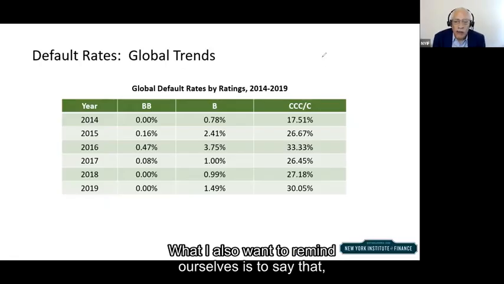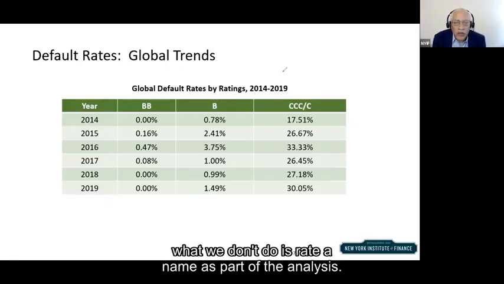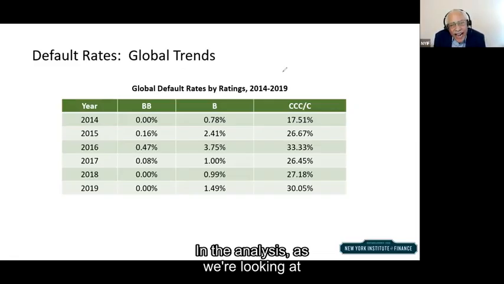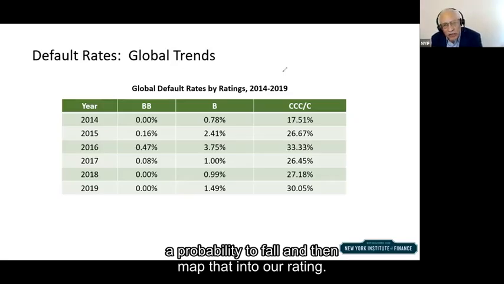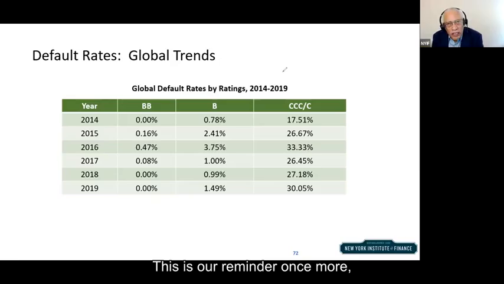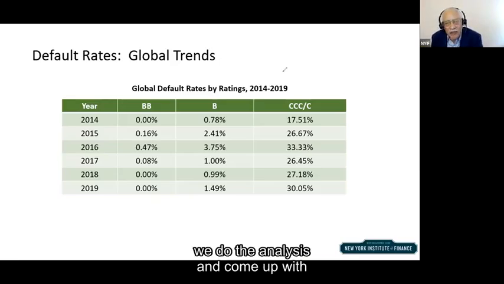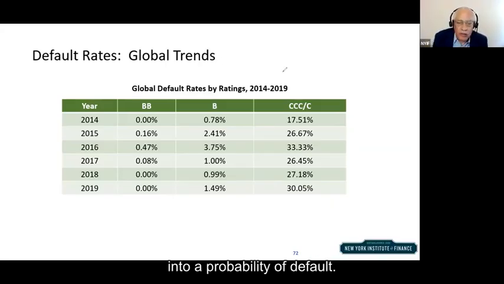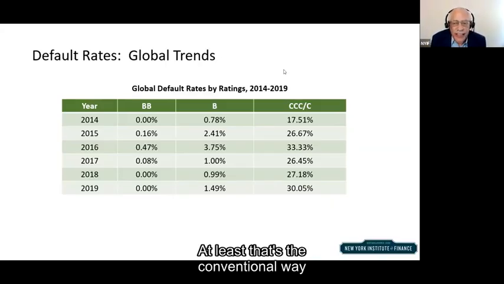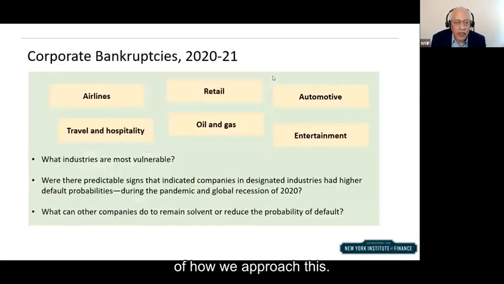What I also want to remind ourselves is that what we don't do, in the analysis, as we're looking at earnings and cash flow and balance sheets, working capital and capital structure and debt levels, is come up with a probability of default and then map that into a rating. This is our reminder once more. We do the analysis and come up with a rating and then map that into a probability of default. At least that's the conventional way of how we approach this.